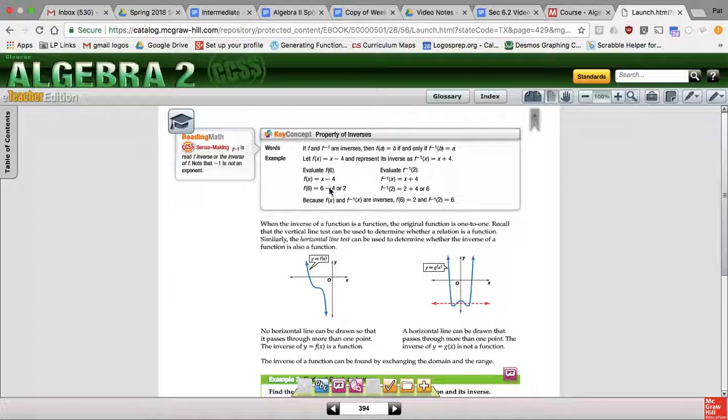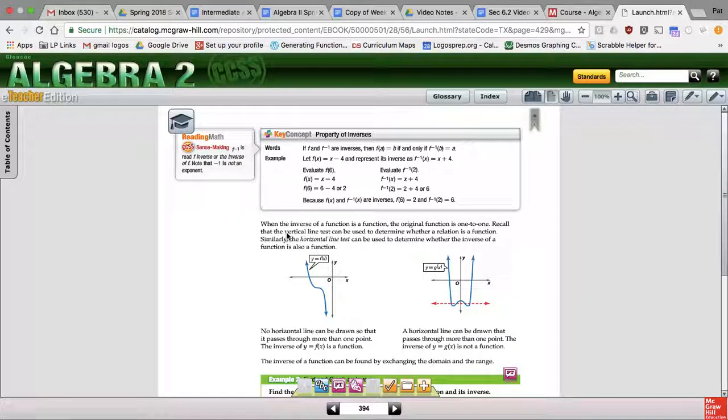So let's start with f of x. Let's do f of 6. We put 6 into f of x and we get 2. x plus 4 is its inverse, so if we do f inverse of 2, it equals 6. So we put 2 into the inverse and we get 6. Because f of x and f inverse of x are inverses, f of 6 equals 2, and then f inverse of 2 is equal to 6. So basically we're swapping the domain and the range. The domain of the function now becomes the range of the inverse, and the range of the function now becomes the domain of the inverse.